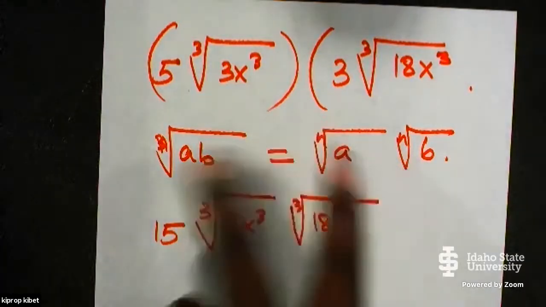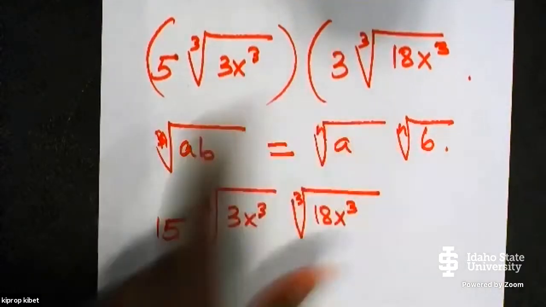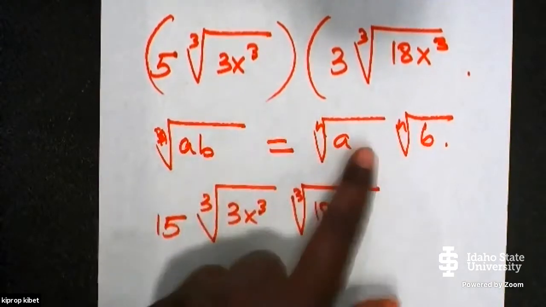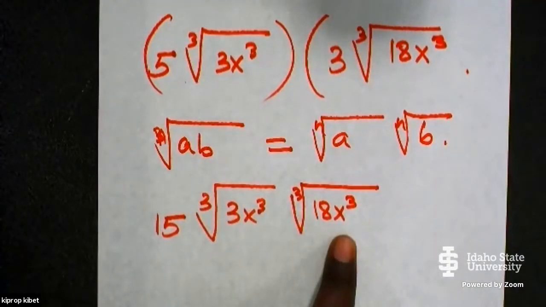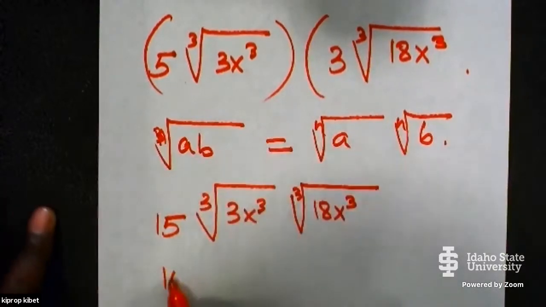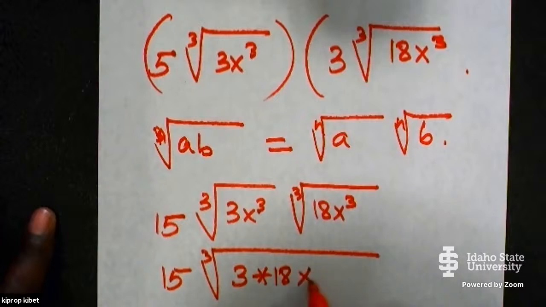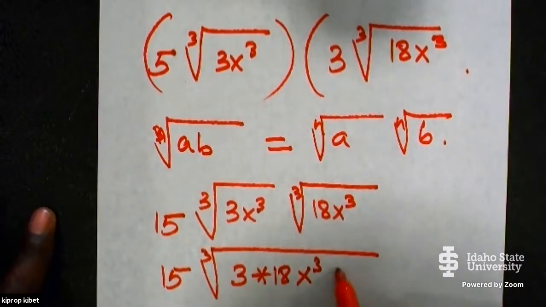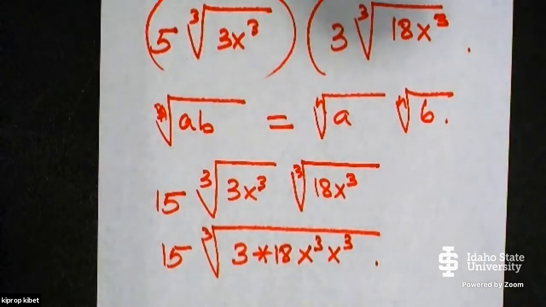Then using this method here, convert this one to this. So what do you do here? Multiply. So it is similar to 15 the cube root of 3 times 18 x cubed, and then also x cubed. So 3 times 18, x cubed times x cubed.